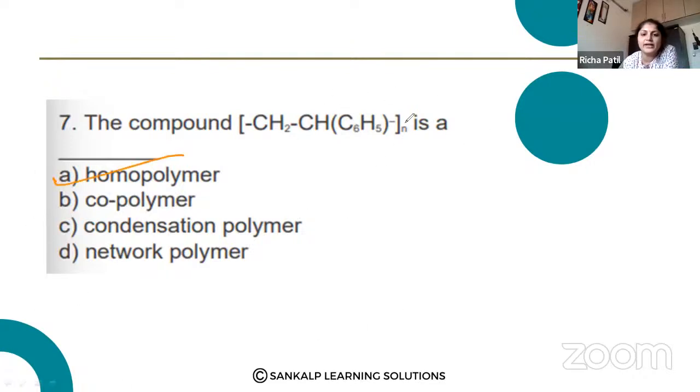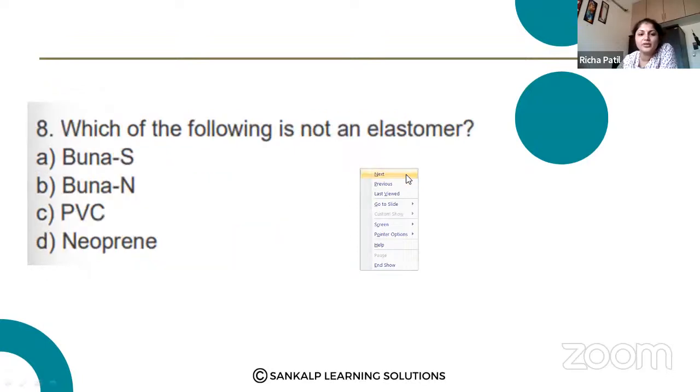It is styrene. This compound's name is styrene, so the polymer is polystyrene. The monomer here is styrene. Since only one monomer is involved, it is a homopolymer.